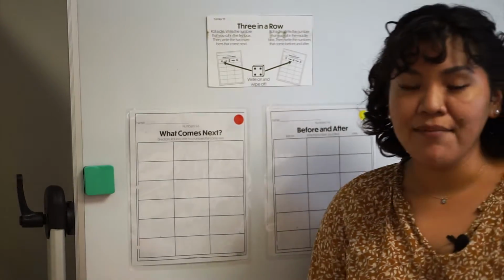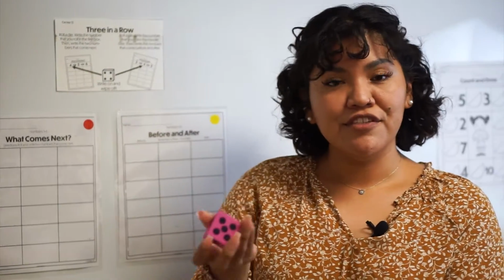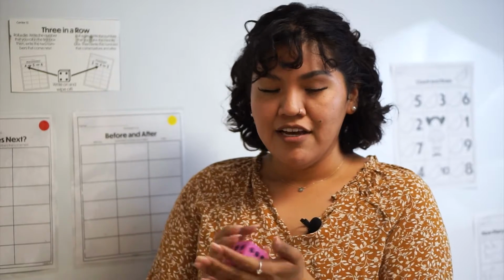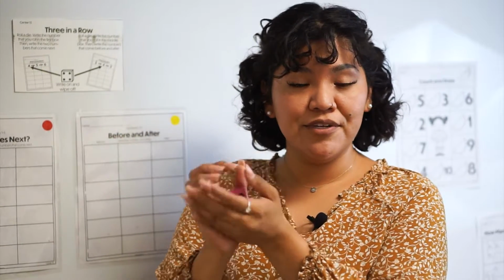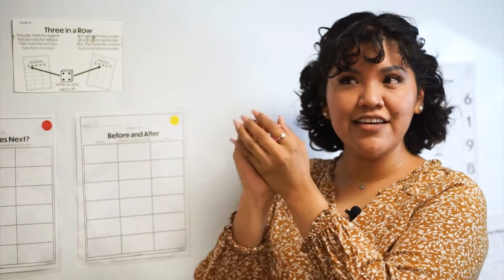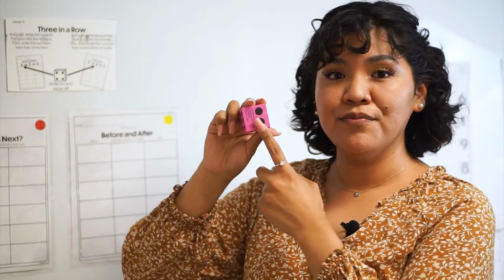Okay, I'm going to be shaking mine in my hand, but you can roll yours if you're sitting at the table. Or you can roll it on the floor if you'd like, or you can also do what I'm doing, just rolling it in my hand. Okay, just like this. Let's see what number we get. 2. Miss Olivia rolled a number 2.